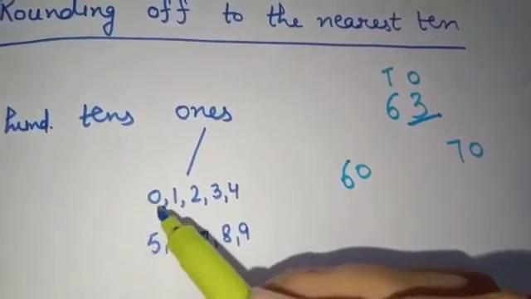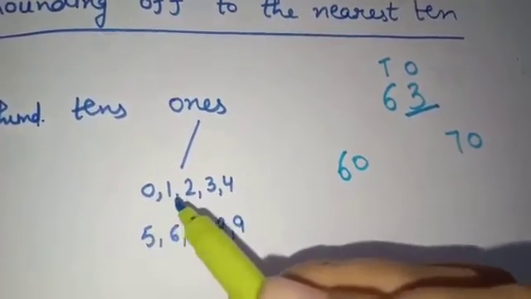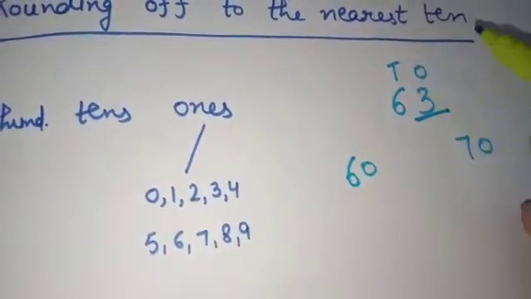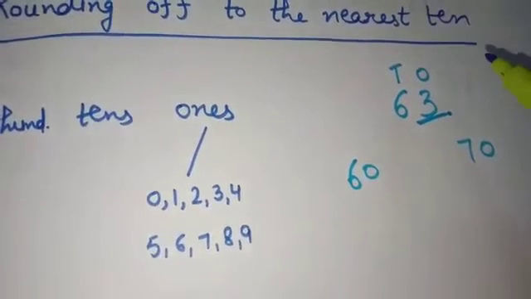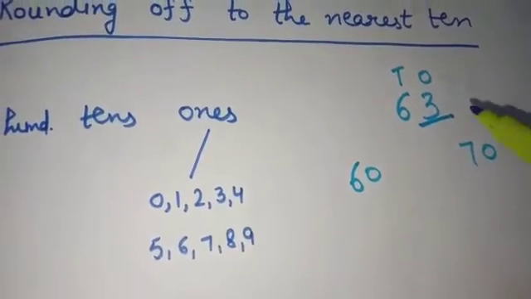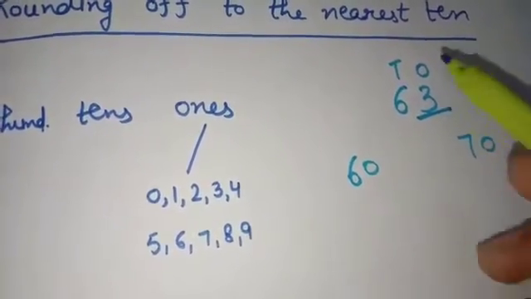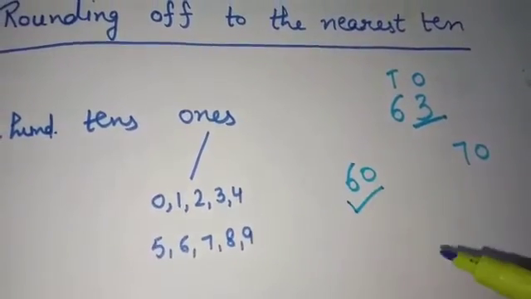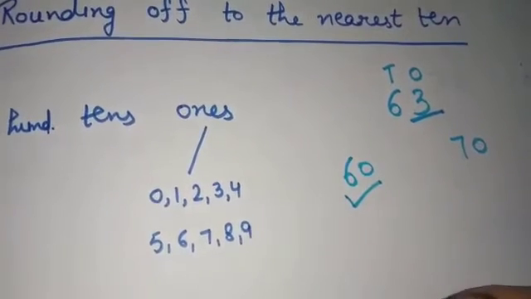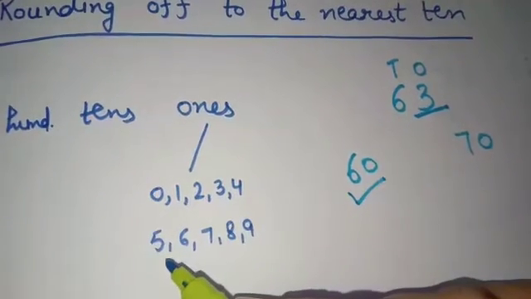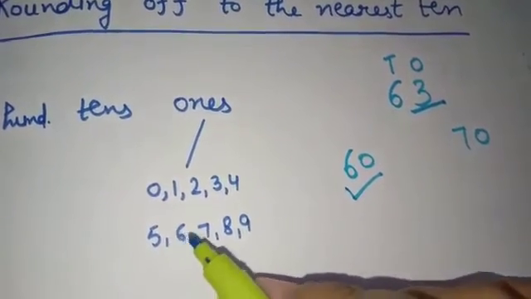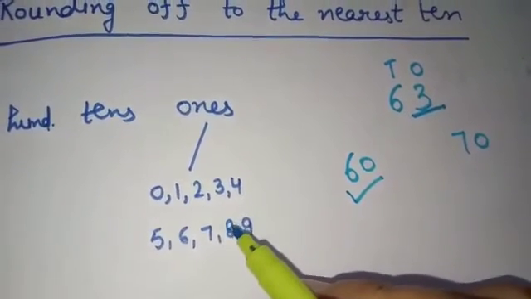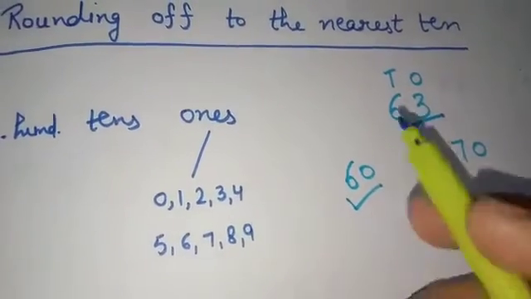If the ones place digit is 0, 1, 2, 3 or 4, then round off the number to the nearest multiple of 10 which is smaller than the number. 60 is smaller than 63, so the answer will be 60. But if the ones place digit is 5, 6, 7, 8 or 9, round off the number to the nearest multiple of 10 which is greater than the number.